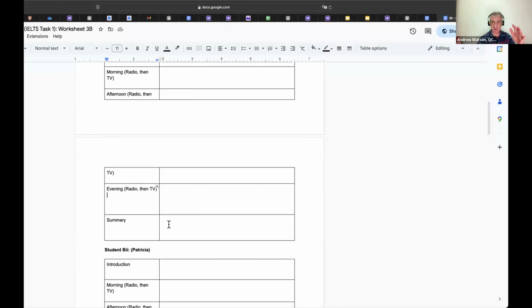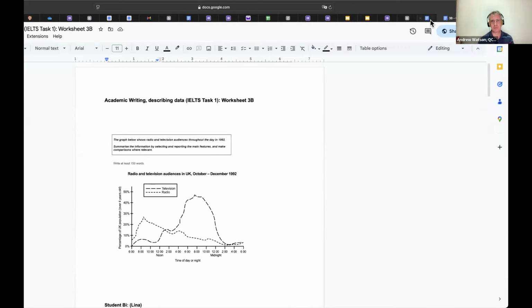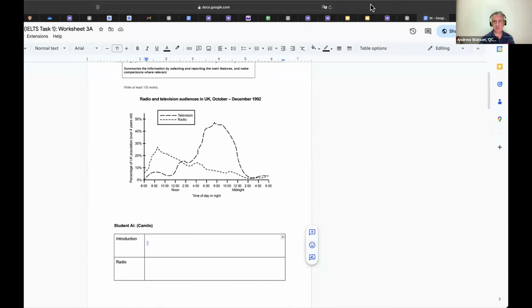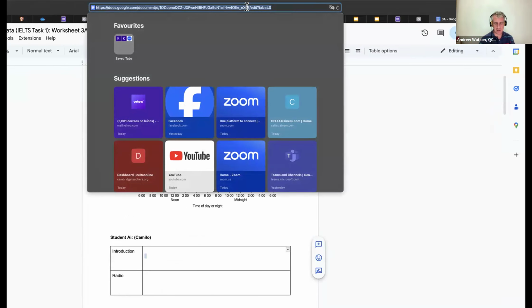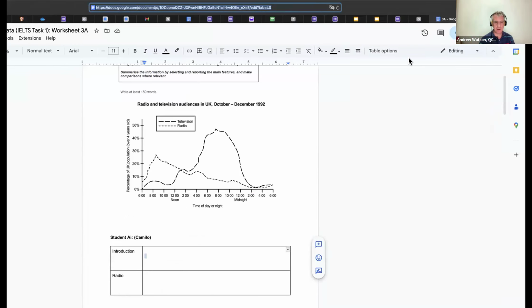Then you pair them, you match a student A with a student B, and they read each other's and compare the different ways of doing it. Unfortunately, we don't have time to do it. But I will share the links so you can see how it's done.